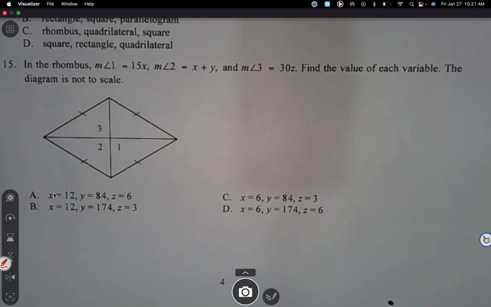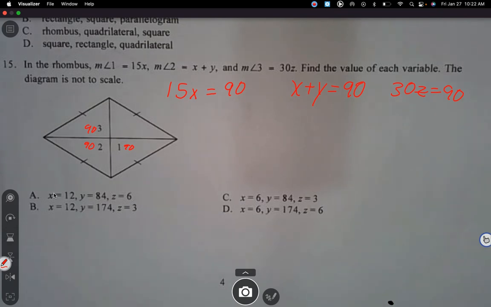They're all 90 degrees, so we would think this is going to be easy. 3 is 90, 2 is 90, 1 is 90. But no, what do they tell us angle 1 is? 15x equals 90. What does angle 2 say? x plus y equals 90. And what does angle 3 say? 30z equals 90. We're just going to solve three little equations.